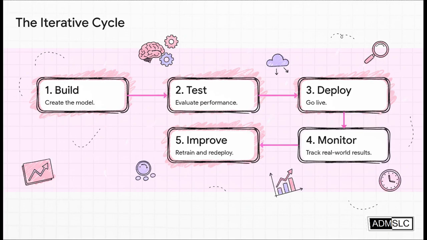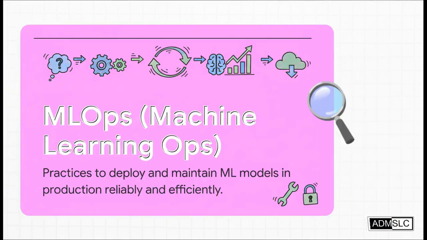We deploy the model, but then we have to monitor it. Is it still working well a month later, a year later? We take what we learned from monitoring it, we analyze its mistakes, and we use that knowledge to go back and build an even better version. This whole ongoing process of monitoring, retraining, and redeploying, it actually has a name. It's called MLOps, which stands for Machine Learning Operations. It's the entire field dedicated not just to building a model, but to running it reliably in the real world so it keeps providing value over the long haul.